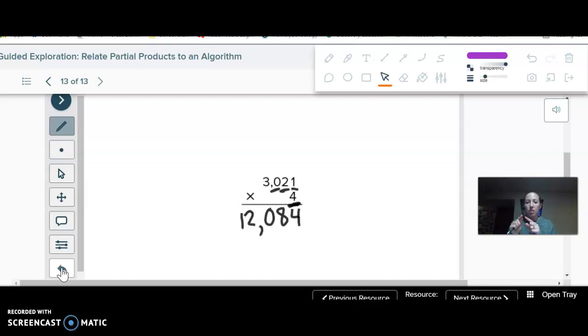But I notice how I'm always multiplying by this 4. Like when we had partial products, I need to make sure to get every combination. So I need to get every combo with this 4.